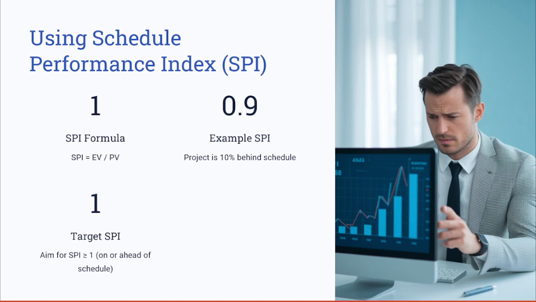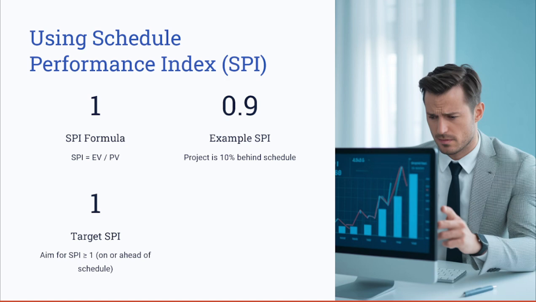Also, we talked about how to use the SPI, or the schedule performance index, to assess the deviation severity. When we looked at the example of an SPI lower than one, it means the project is behind schedule. We also talked about an SPI greater than one, which means the project is ahead of schedule.